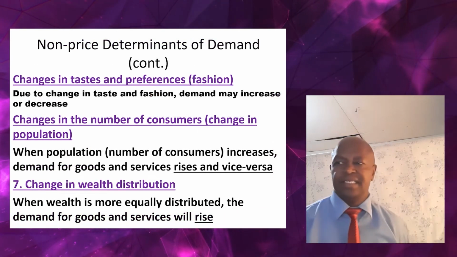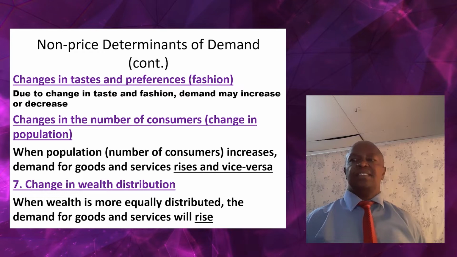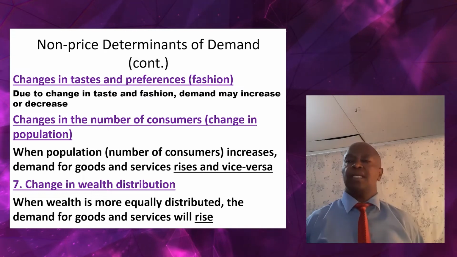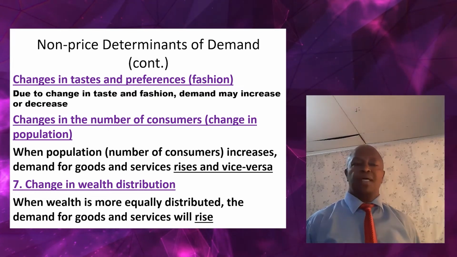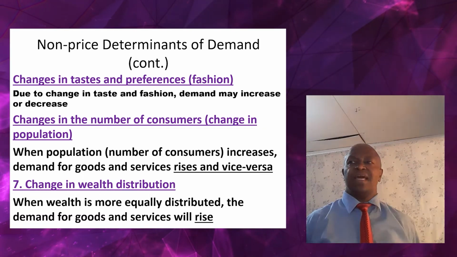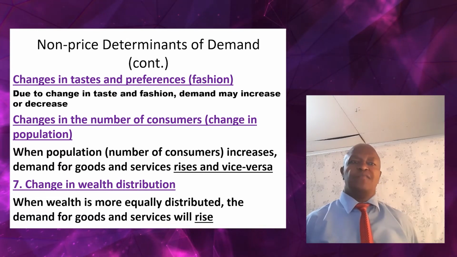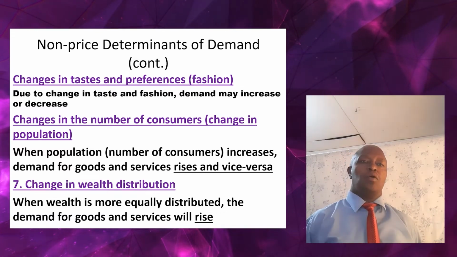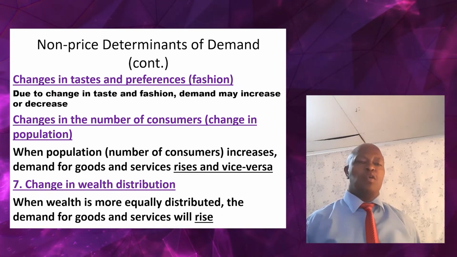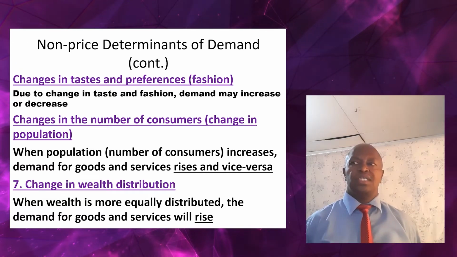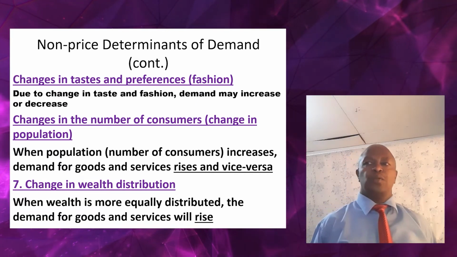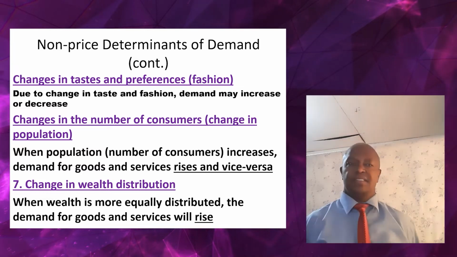Number 5 is the changes in taste and preferences. Due to change in taste and fashion preferences, demand may increase or decrease. Number 6 is changes in the number of consumers or change in population. When population and number of consumers increase, demand for goods and services rises and vice versa. And I'm sure that you have seen many countries form what they call trading blocs, like East African Community, African Union, European Union. It is because they want to have the number of consumers going up, because they know that changes in number of consumers will also change the demand for goods and services.